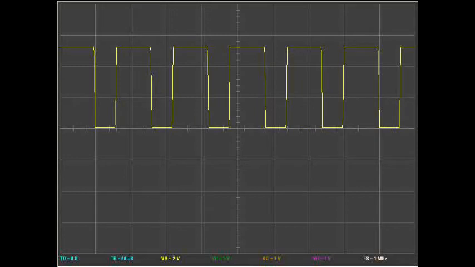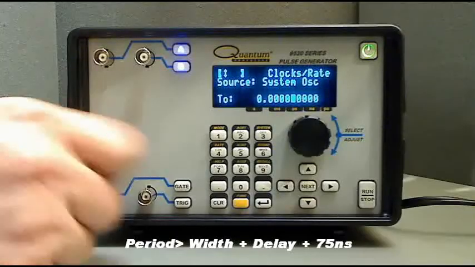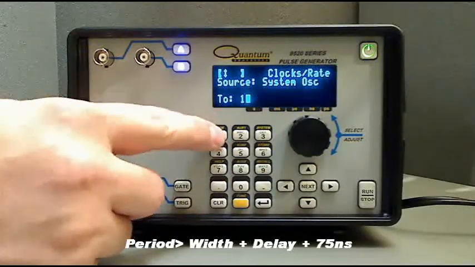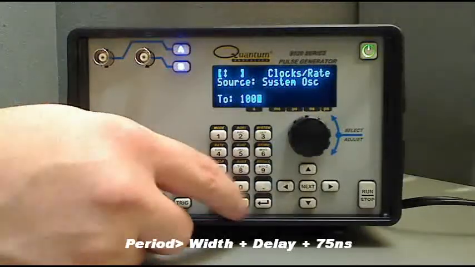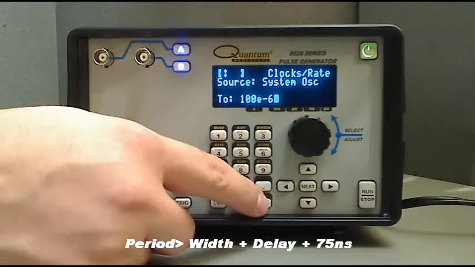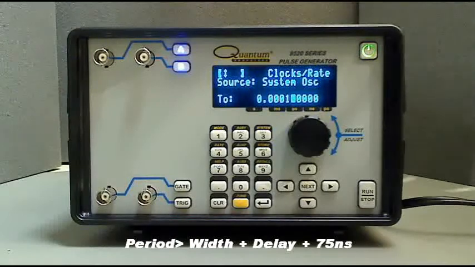Once we've violated the period rule of thumb, the output period will be twice the set period. Remember, the period must be greater than the width plus the delay plus 75 nanoseconds.